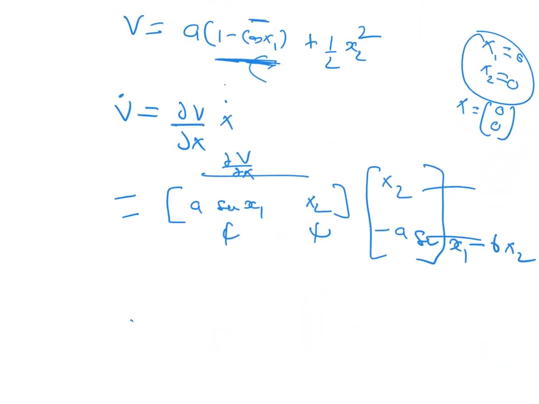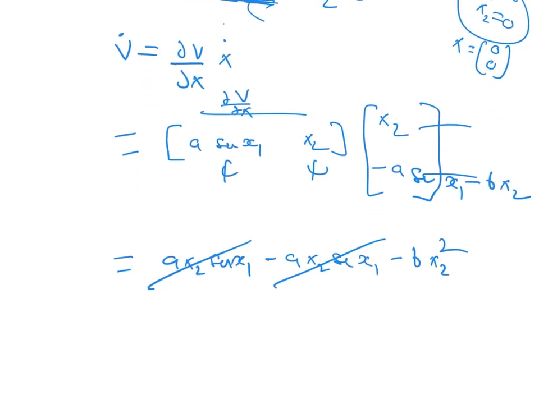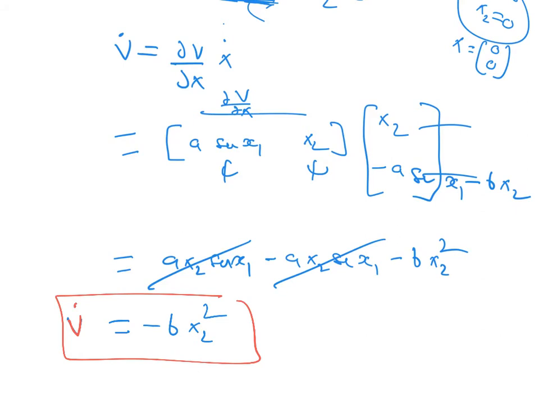When I multiply that, it becomes a x2 sine of x1 minus a x2 sine of x1 minus b x2 squared. This cancels out, so V dot comes out to be minus b x2 squared. What can you say about V dot? Is it negative semi-definite? Is it negative definite? It is negative semi-definite, because it is 0 at x2 equals 0 regardless of x1, and everywhere else it is negative. So you don't know what happens. It is not negative definite. For negative definite, there should have been a term of x1 also.